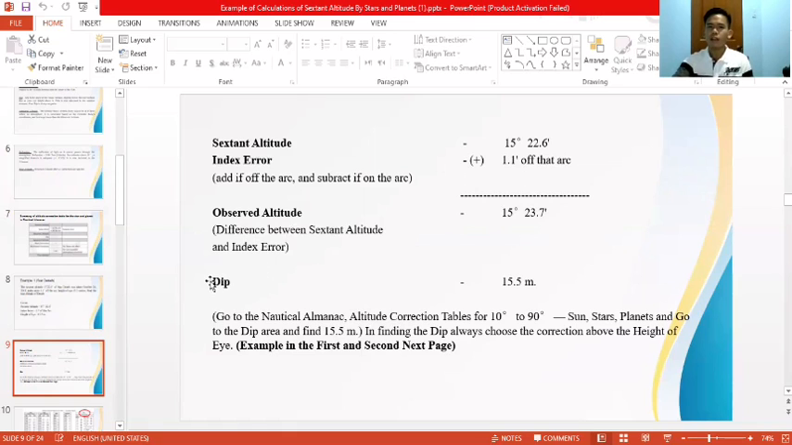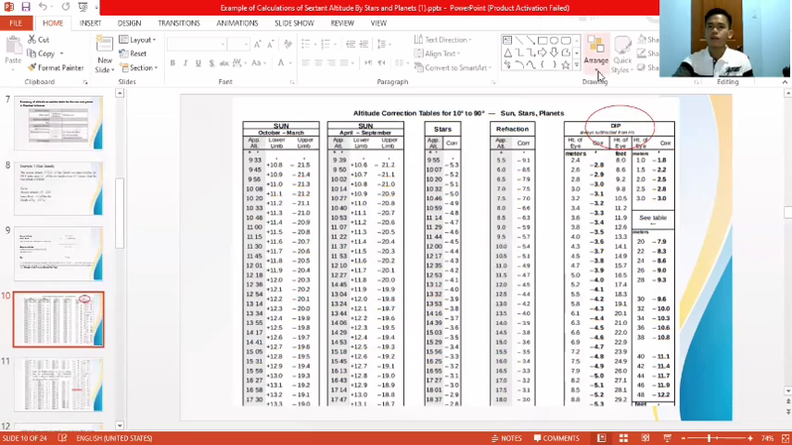And the dip is for 15.5 meters. So we go to the nautical almanac altitude correction tables for 10 degrees to 90 degrees, for sun, stars, planets, and go to the dip area and find 15.5 meters. In finding the dip, always choose the correction above the height of eye. Next, I'm going to go to the nautical almanac. You can see here, encircled with the red pen, this is the dip.